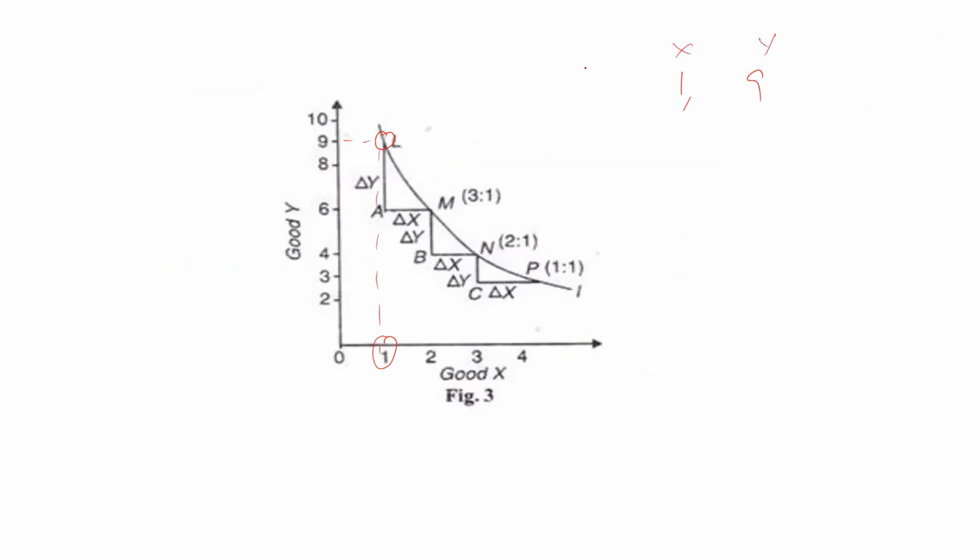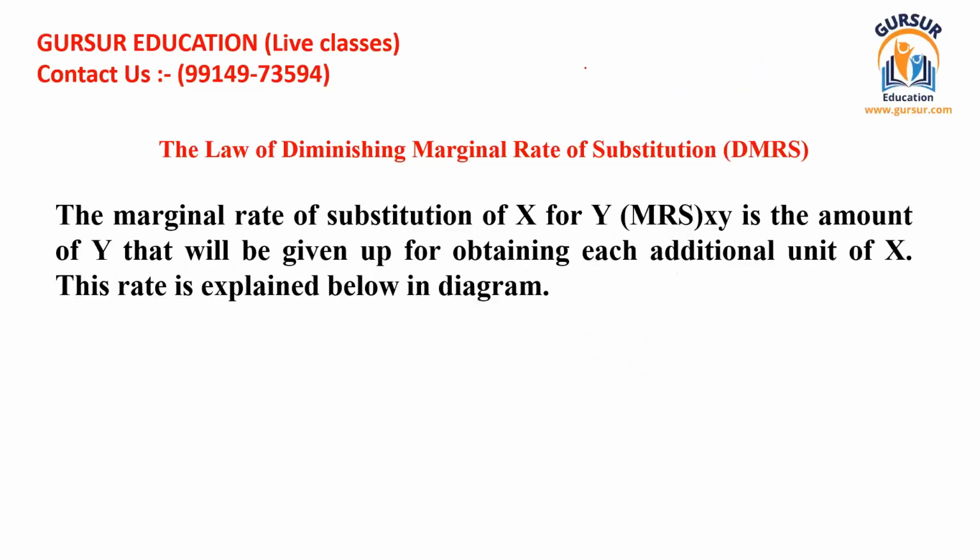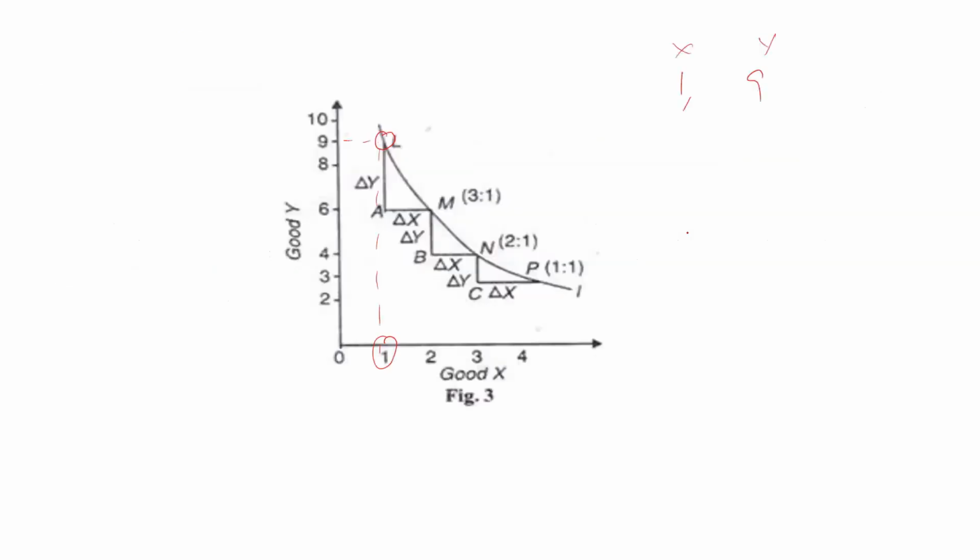So this was the first consumption, first combination. It's just telling you that, what you have to do, you will have to reduce the consumption of y if you wish to obtain an additional unit of x. That means when you increase the consumption of x, then obviously you have to decrease the consumption of y. So that can be seen from this figure.